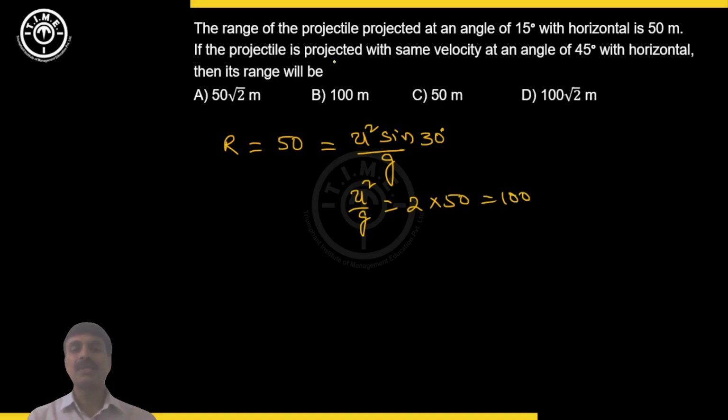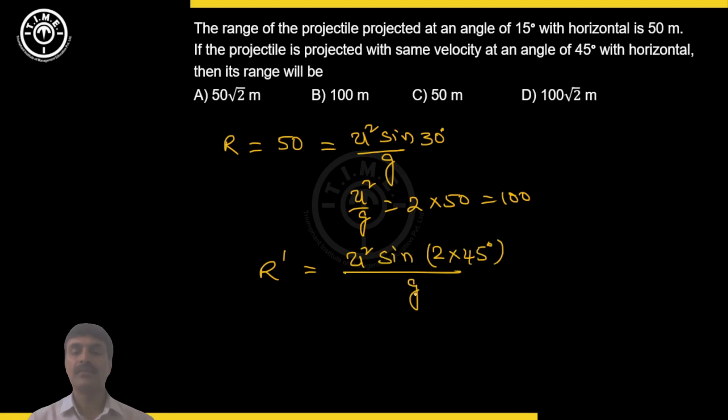Next, if the projectile is projected with the same velocity at an angle 45 degree with the horizontal, what is its range? So range R dash is u square sine 2 theta by g. Sine 2 into 45 is sine 90, which is 1. So remaining part is u square by g. Already we have the value for u square by g as 100. So range becomes 100 meter. Right option is option B.